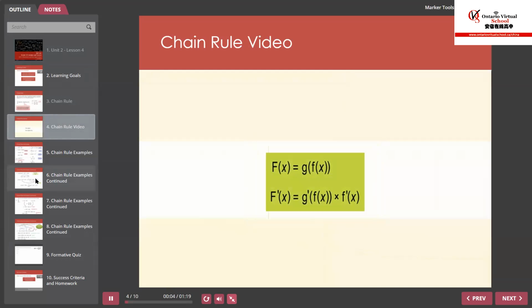Let us prove the chain rule. To make the calculations easier, we will have to assume that for all h not equal to 0, f of x plus h is not equal to f of x.